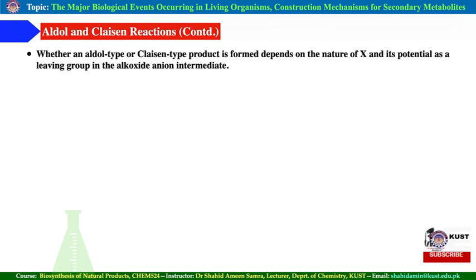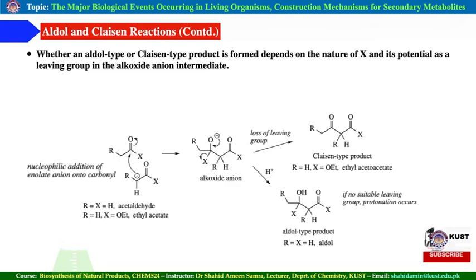Whether we talk about an Aldol type or Claisen type reaction, which type of reaction will be happening and which type of product will be formed depends upon the nature of X, that is the group attached to a carbonyl group, and its potential as a leaving group in the alkoxide anion intermediate. The alkoxide anion that we previously saw is an enolate ion.